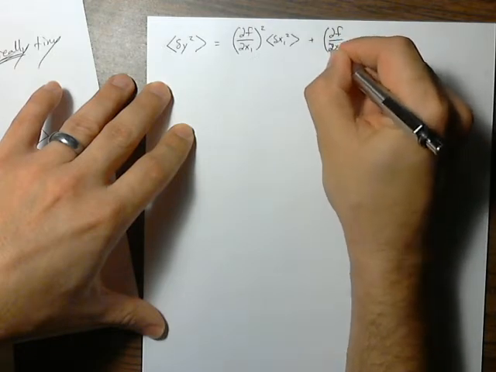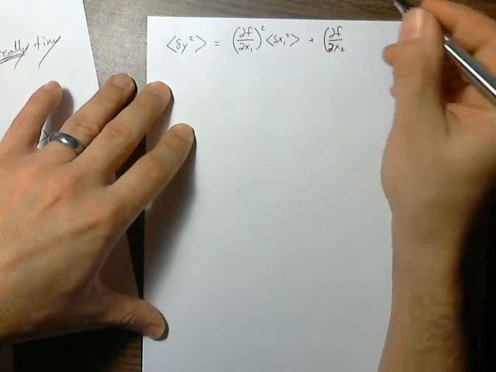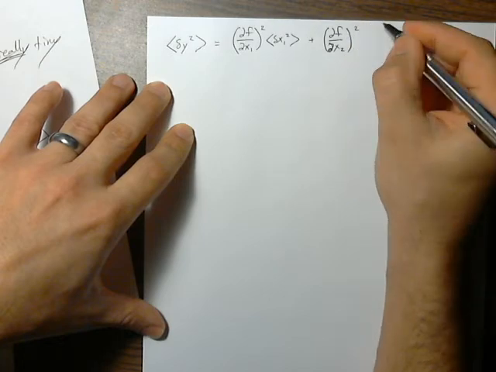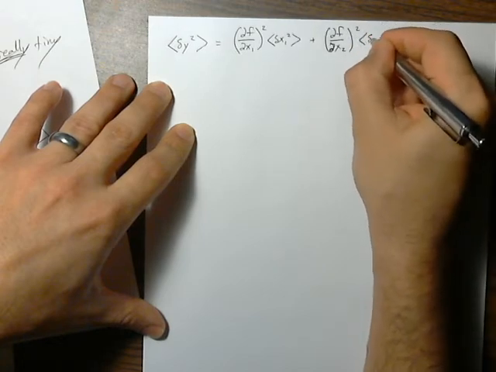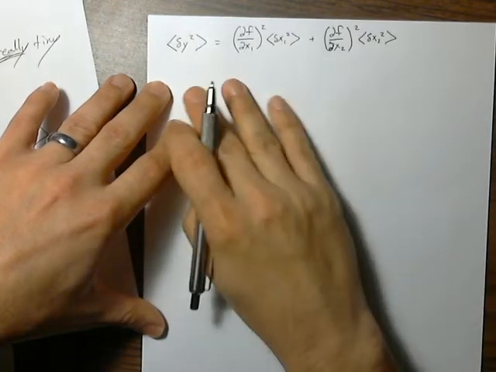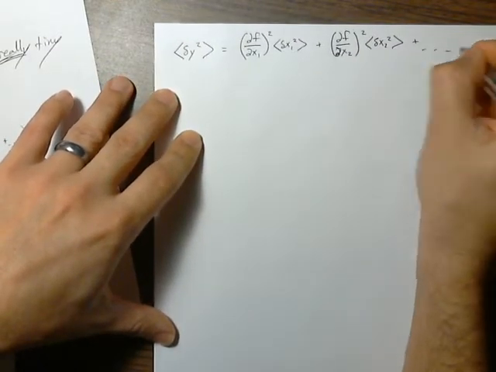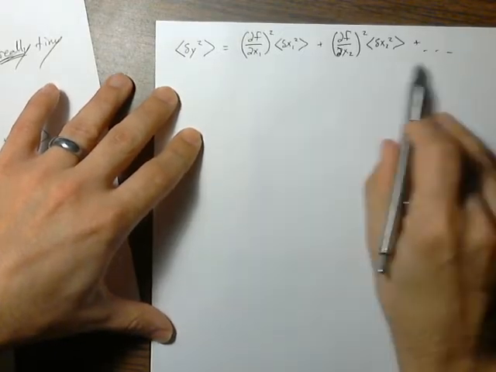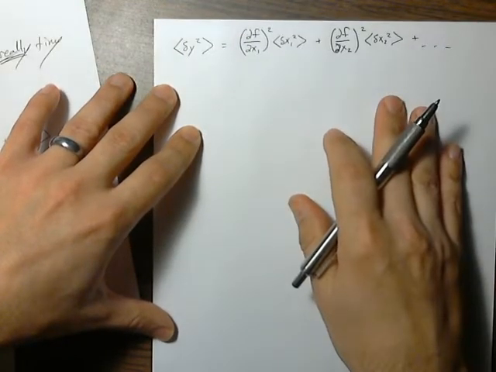That's not a 2, that's a partial derivative. There we go. All right, so that's what we just figured out. Plus, and there could be more, right? However many variables you got, you write that as many times as you need to.